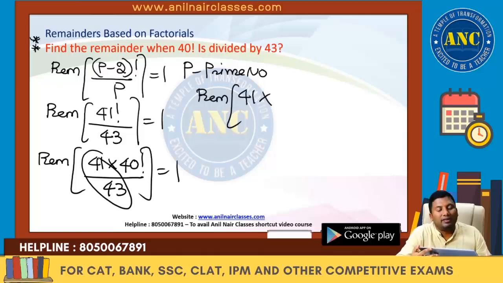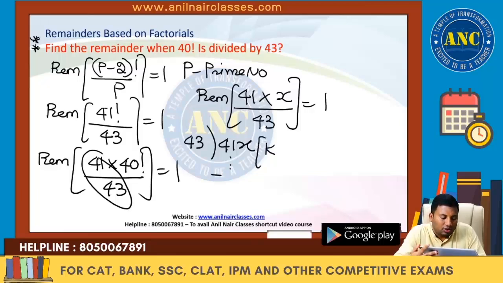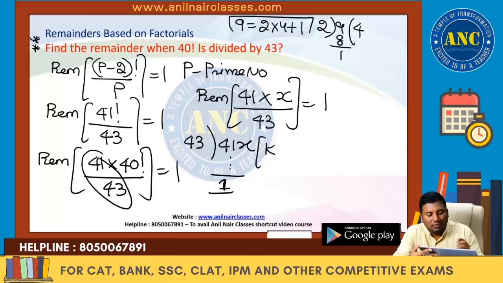40 factorial divided by 43 is x. When I further divide by 43, the remainder will not change. Till here clear? 41x divided by 43 — we don't know the quotient, but we know that the remainder is 1. Are you all with me? So, 9 divided by 2: 2 fours are 8, remainder 1. So 9 is 2 into 4 plus 1. Similarly, here it will be.